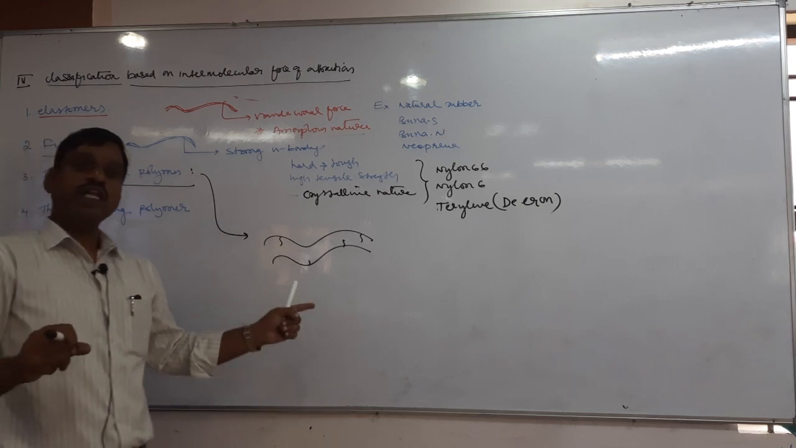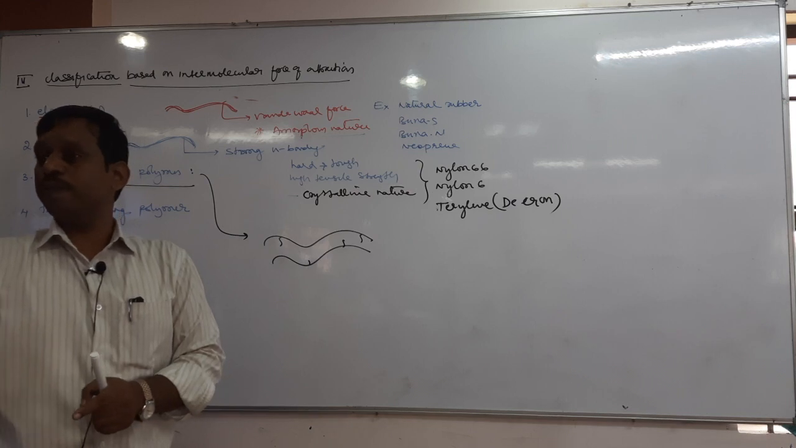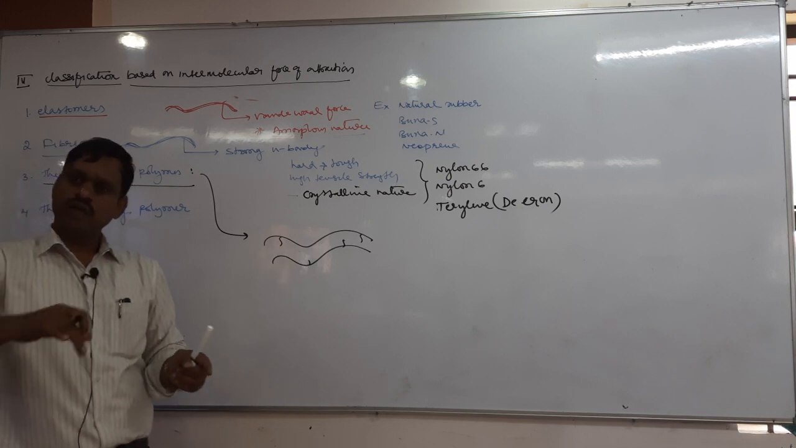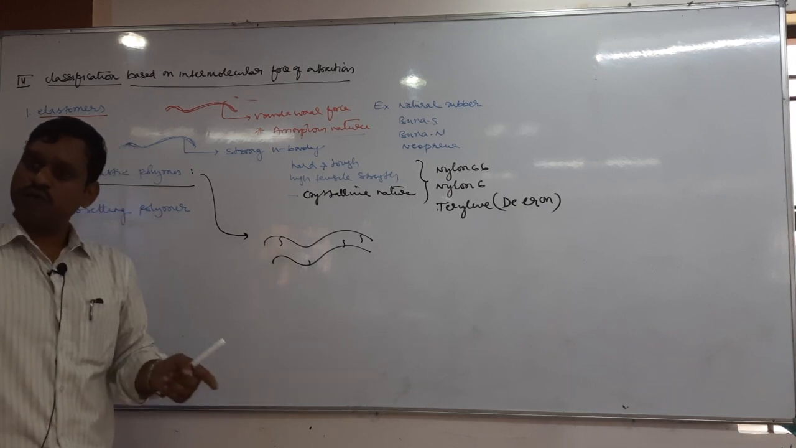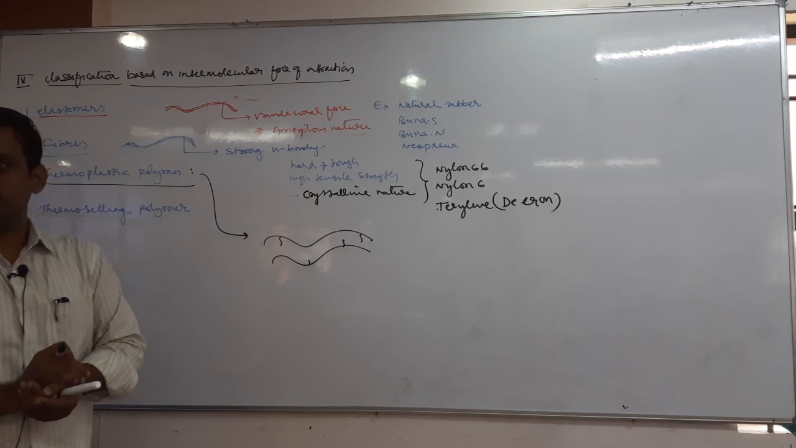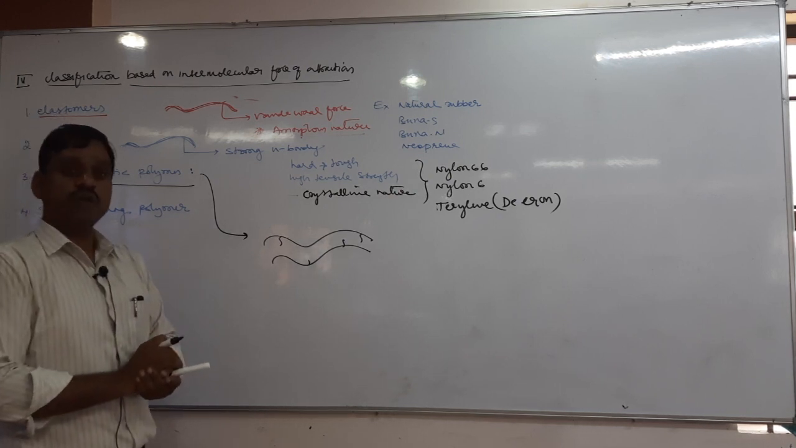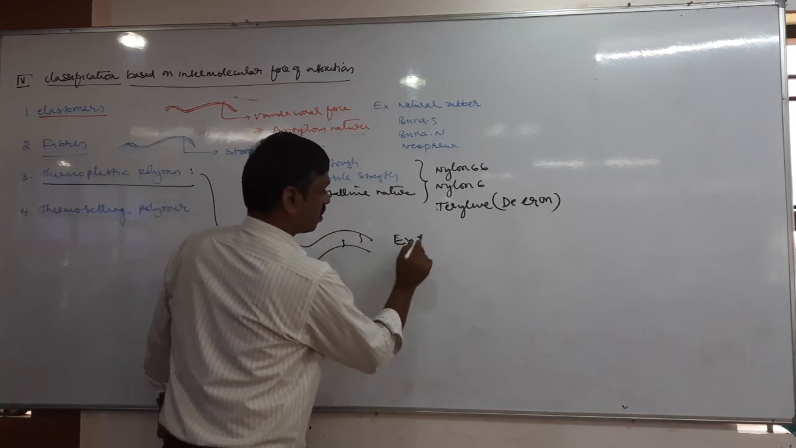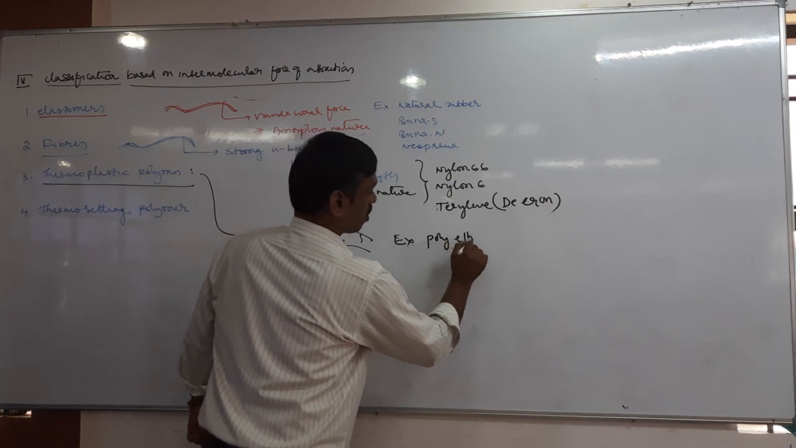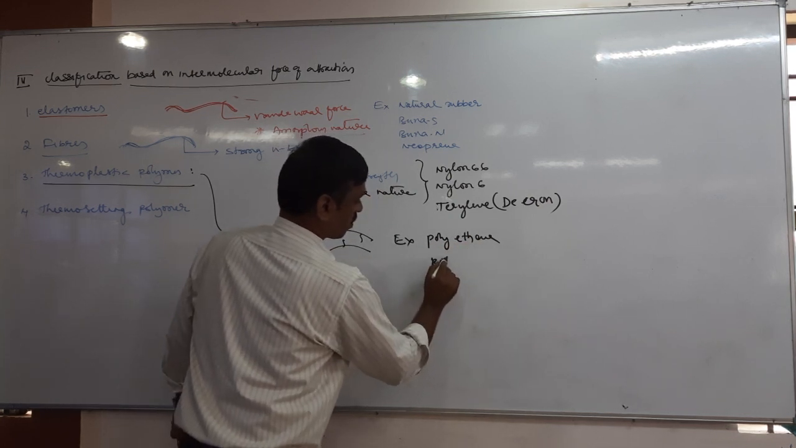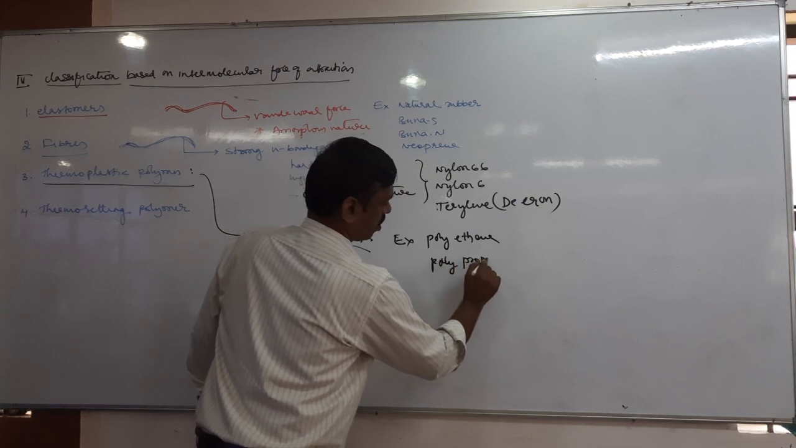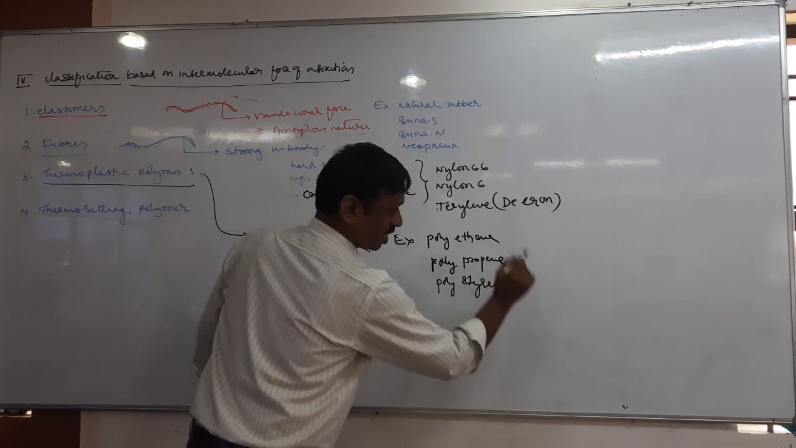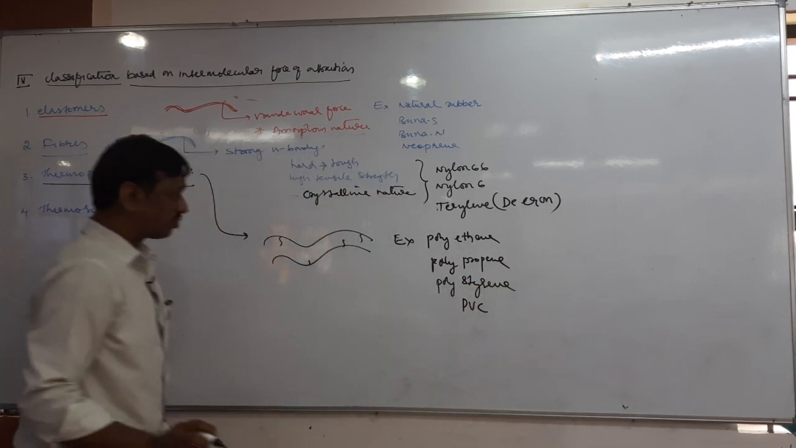And moreover, these polymers can be molded into desired shape by heating. Whatever shape you want, you can get it by heating these polymers. Okay, and moreover, these are reusable polymers. Then last one is thermosetting. Can you tell me examples here? Polyethylene, polypropylene, polystyrene, many more, polyvinyl chloride, PVC, etc.